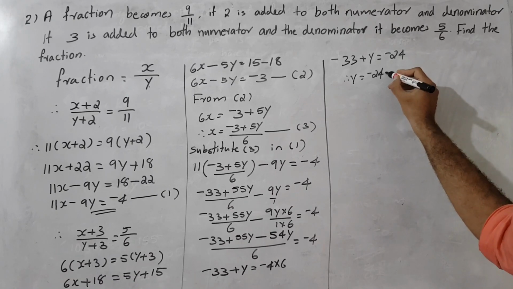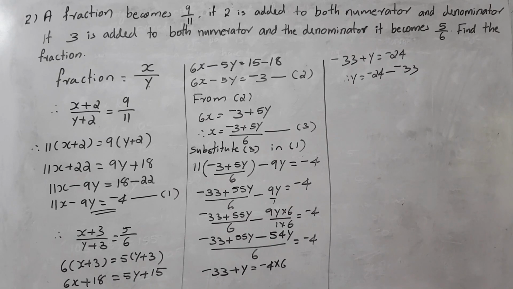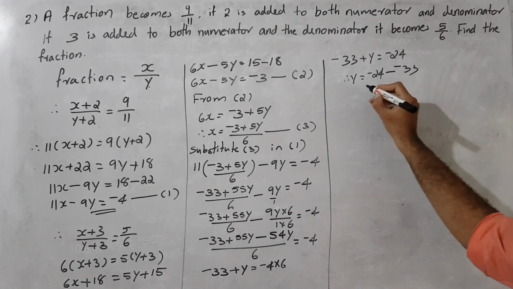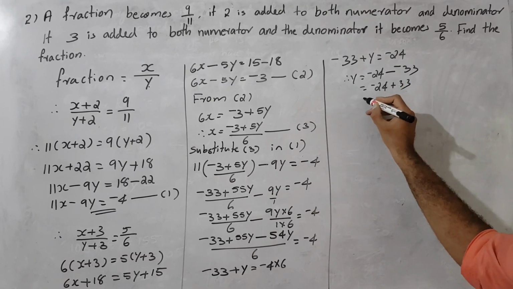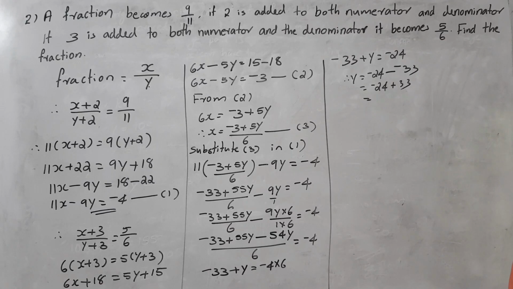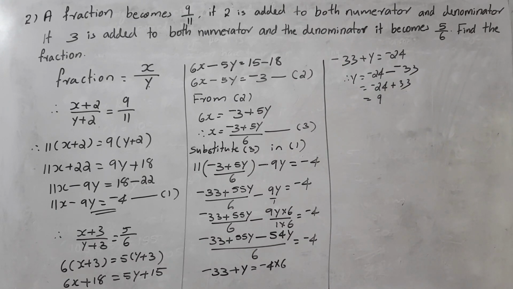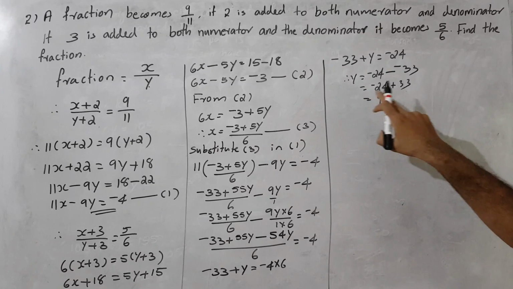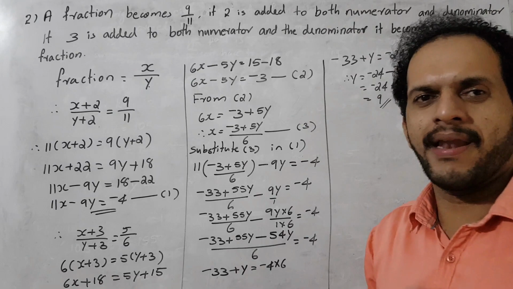Then what is the change? y is equal to minus 24 plus 33. Correct? Then what is minus 24 plus 33? It is equal to 9. Correct? So we got the value of y. Value of y is equal to 9. So therefore, what is next? We substitute the value of y in equation 3, then we get the value of x. Correct? So the next step.